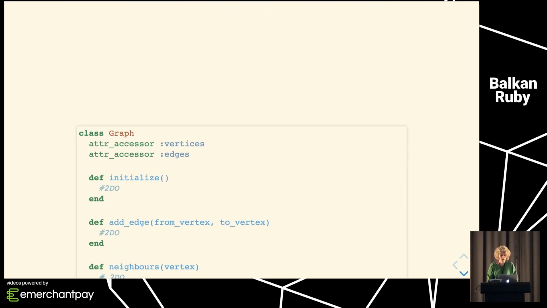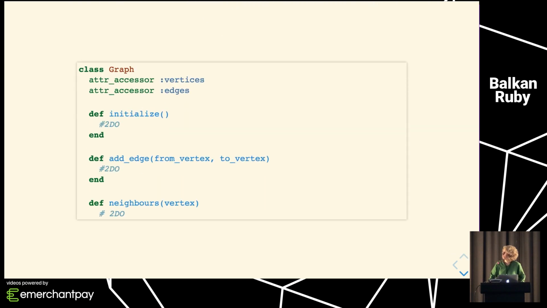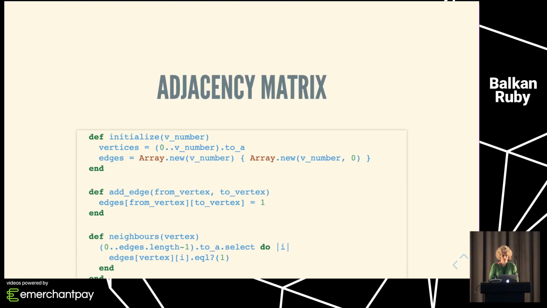to choose. So if we have to build a class for the graph, we can start with this very simple structure. We have access to the vertices and edges, some initializers, and also we will need a method to add an edge to the graph and to find the neighbors of a given vertex. With this information, we can have our graph and do some traversing on it.